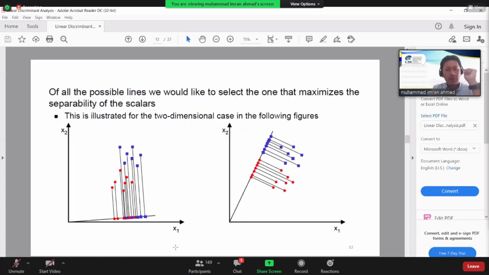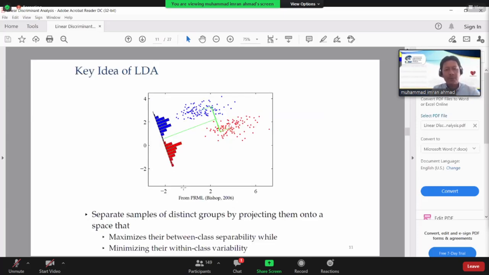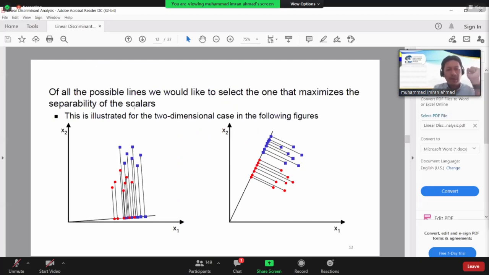Okay. Another example that tries to demonstrate what I explained just now. We have two classes like this, blue and red. If your basis vector is in this way, so we project onto this vector, you can see clearly there is an overlap region here. That shows that this is not a good direction for us to use for projection.